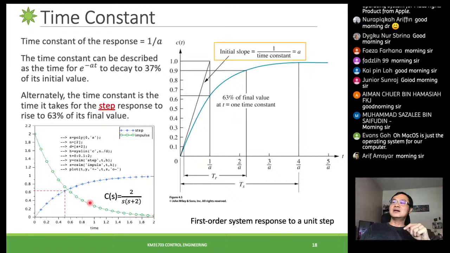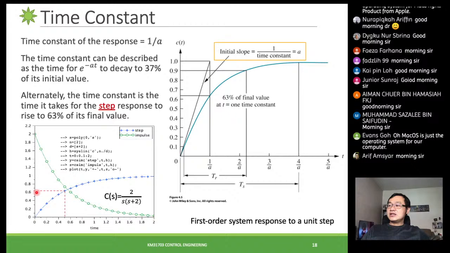And now what we can see is that from this idea itself, 63% we will get the time constant. So if the final value is 1 again, for the blue line, then if we take 63% of it, which is 0.63, I just approximate 0.63, and I draw it down, I will get 0.5.